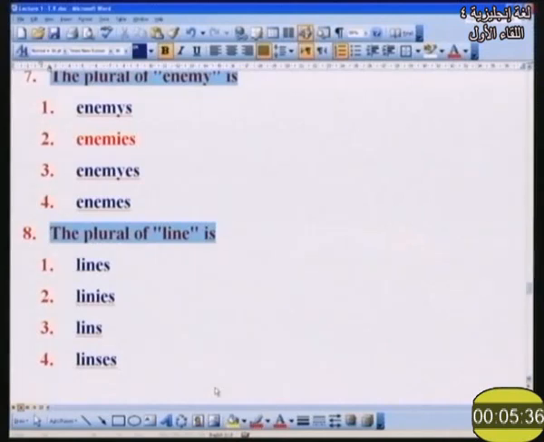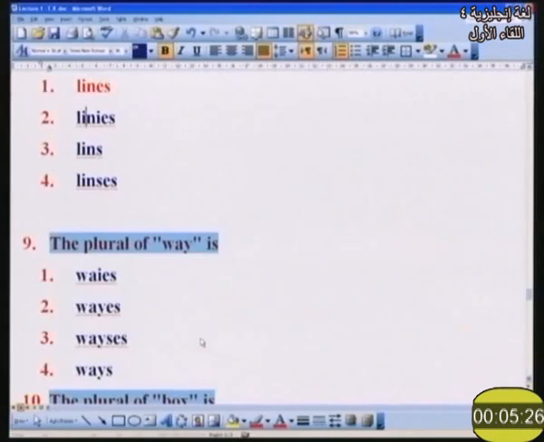Line. What's the problem with line? It ends with an E. I don't have any problem in adding just an S. The plural is lines.